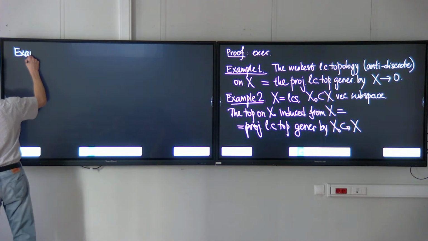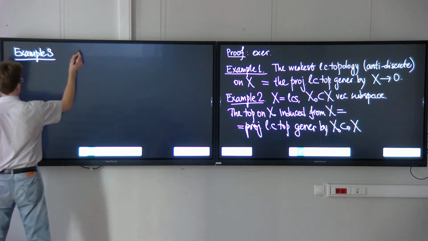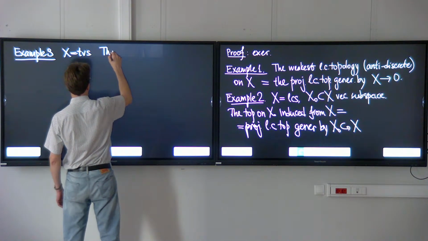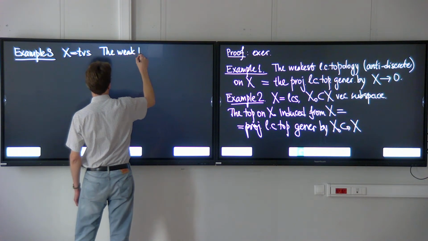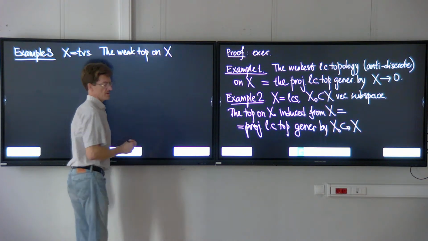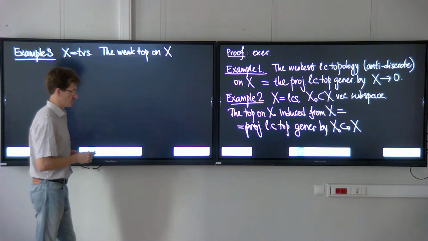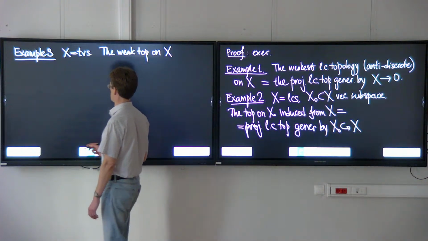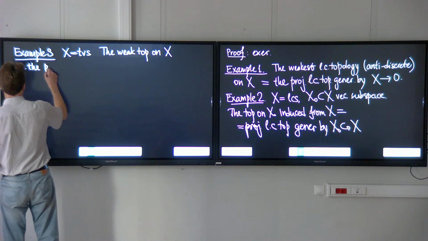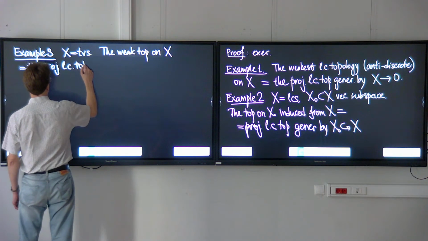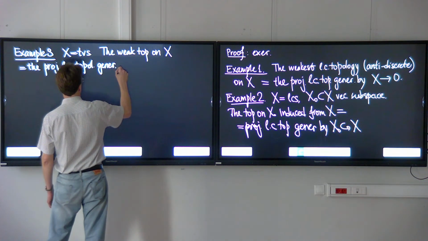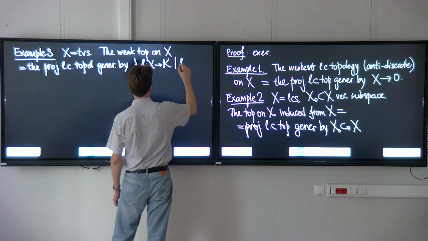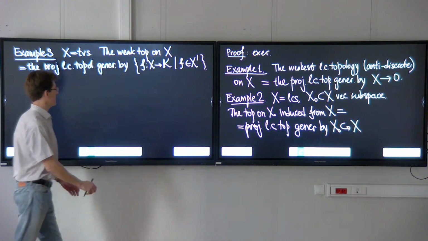Example 3. Let's start with an arbitrary topological vector space X, and let's consider the weak topology for X, which was defined at the first lecture. It's defined by a family of seminorms indexed by continuous linear functionals on X. And it's easily seen from the definition that this topology is nothing but the projective locally convex topology generated by the family of all continuous linear functions f, where f runs over the dual space X prime.